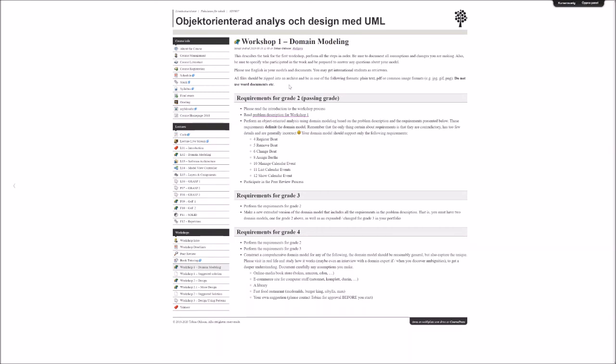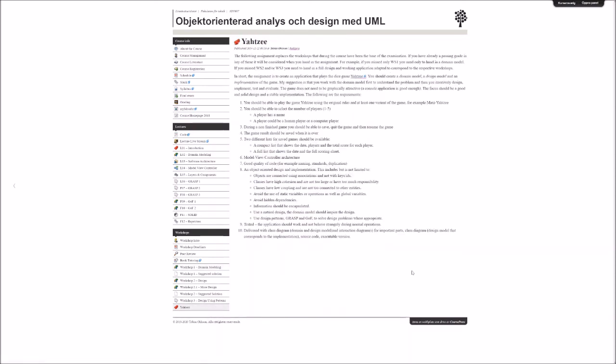So for each of the workshops, there are requirements for the passing grade, grade number 3, and some more requirements for the final grade. So basically, you need to do more work if you want a higher grade. If you pass the workshop, then you will get access to a suggested solution. There you can see how I solved this problem and some texts about the choices I made and why I made them.